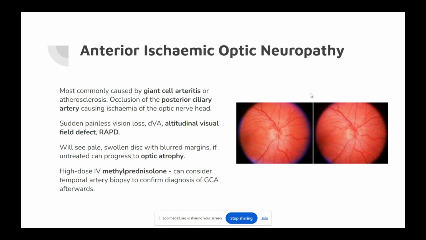And if you think about it, with giant cell arthritis, you normally manage it with steroids. But once it starts to involve vision, this is where you get to danger category. So you'll go for IV methylpred straight.